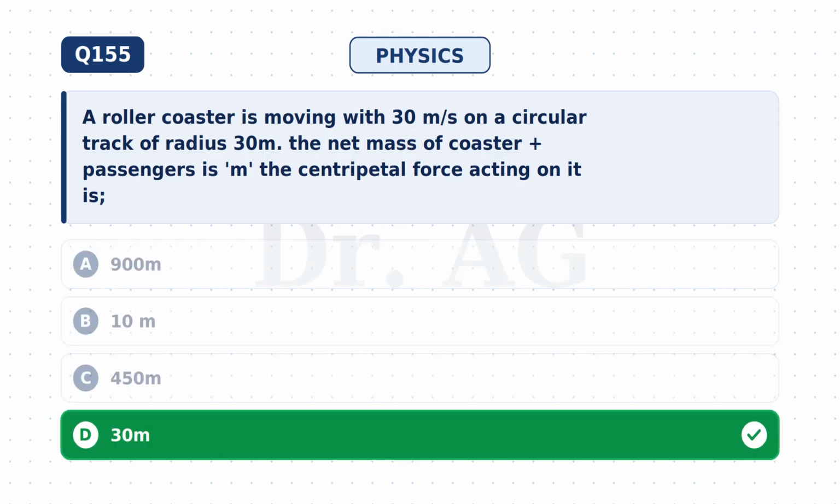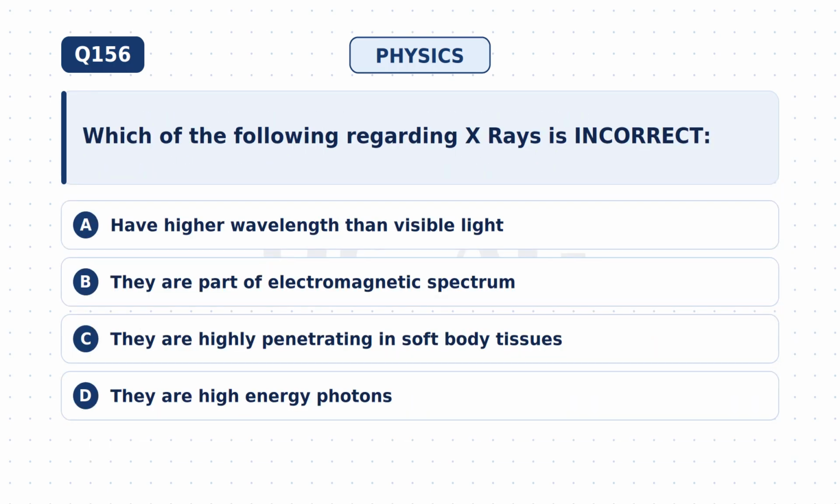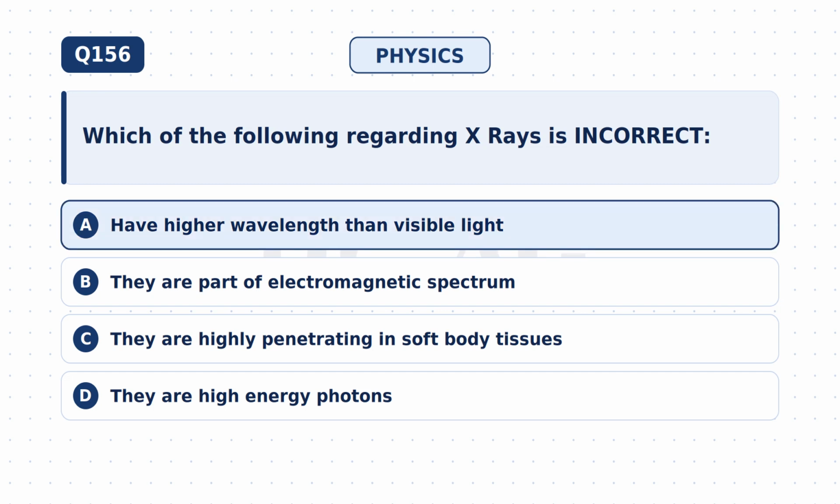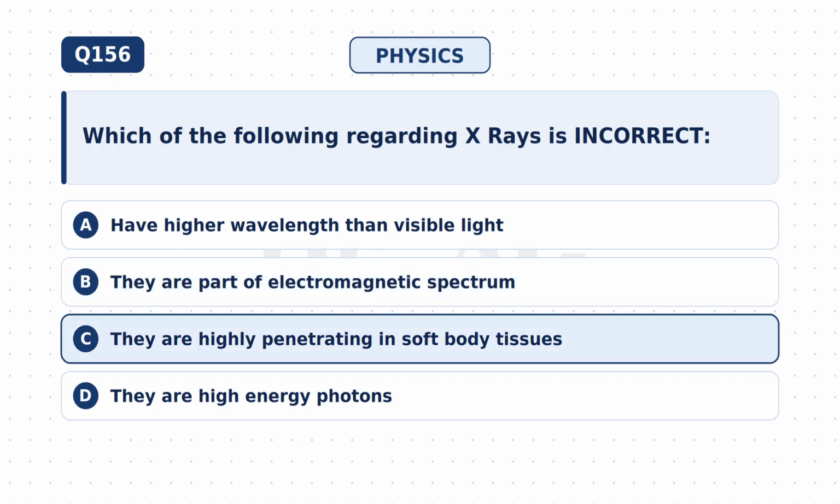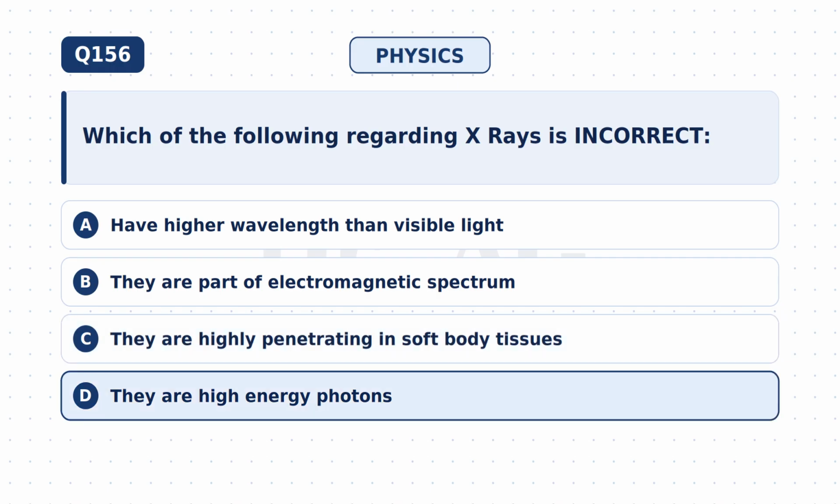The correct answer is D, 30 m. Question 156. Which of the following regarding X-rays is incorrect? Option A, have higher wavelength than visible light. Option B, they are part of the electromagnetic spectrum. Option C, they are highly penetrating in soft body tissues. Option D, they are high-energy photons.